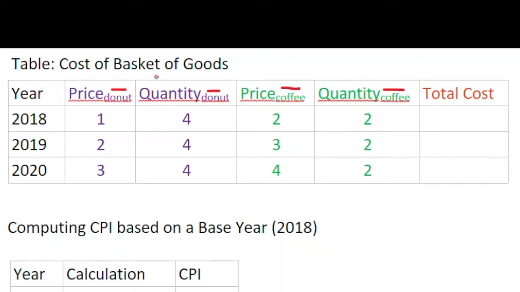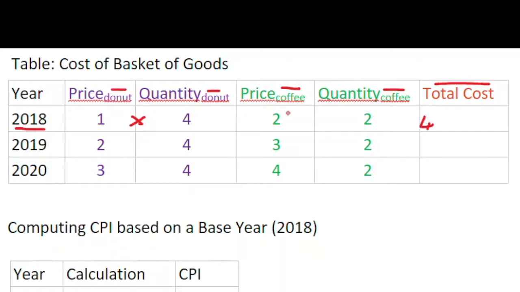Okay, so to get the total cost of goods in this economy, what we will do is multiply the price of each product by its quantity and add them on to the price by quantity of the other product. So in our case here, in 2018, which we'll start off with, we have a price of €1 for a donut and there are 4 consumed. So if we multiply 1 by 4, we get 4 over here.